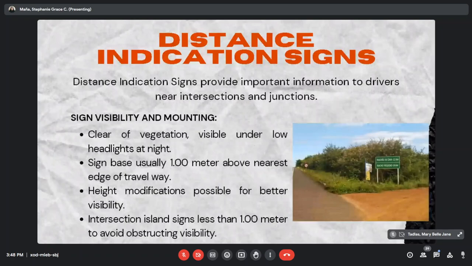The distances are located under the road signs. The road signs should be mounted clear of roadside vegetation and clearly visible under low headlight illumination by night. The height of the sign base is 1 meter above the nearest edge of the travel way, but this height could be modified to improve visibility. On the intersection island, the signs can be installed less than 1 meter to prevent them from masking or obstructing the visibility. So next slide, please.